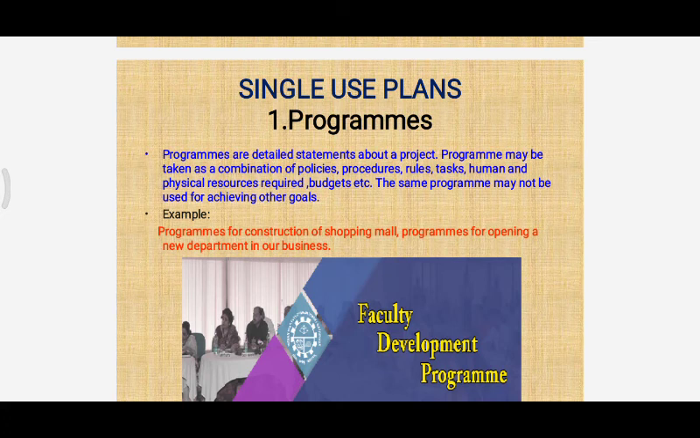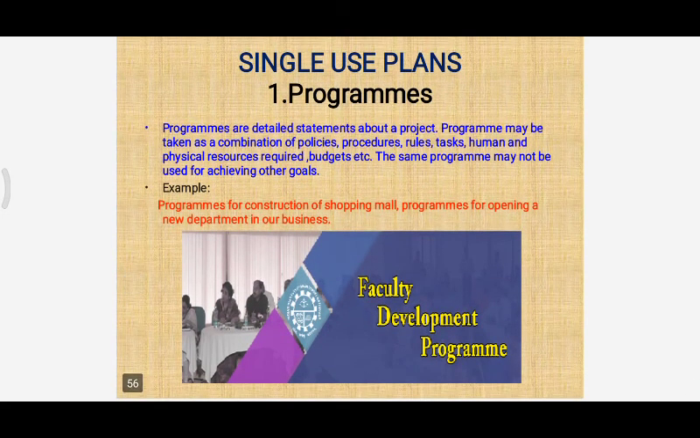Programs can also be prepared at different levels. A main program, primary program, will always be prepared by the top level management. Then, supportive programs will be prepared by the middle level management and lower level management in order to accomplish the work. For example, construction of a shopping mall. Programs for opening new departments in our business, that may be part of a program.